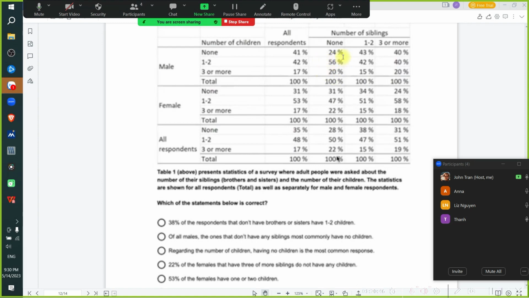Thì nó là most rồi. Thì là most phải có con chứ. So this is like 56 plus 20 is like 76%, which is most commonly. Of course they do have children. So B is wrong. Cho nên câu này là sai.